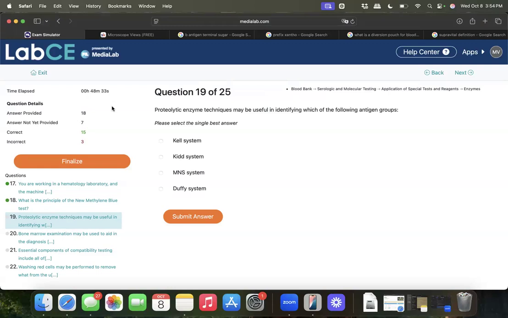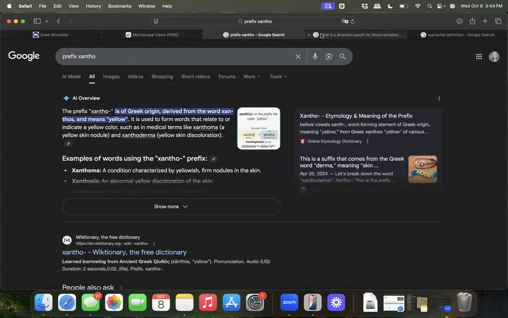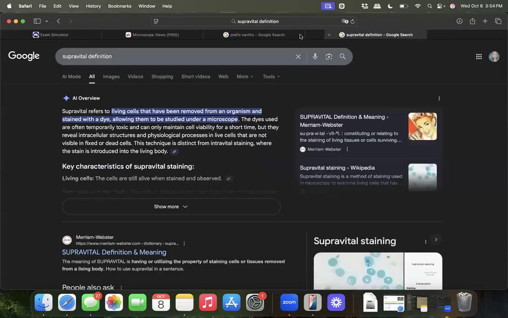Okay, so proteolytic enzymes, say we're doing an enzyme treated panel. Enzyme treated panel destroys what specifically, and enhances what else? Destroys Duffy, enhances RH and Kell, I'm pretty sure. Let's go on Blood Bank Guide and just double check because he's got a good one. I have a lot of tabs open here.